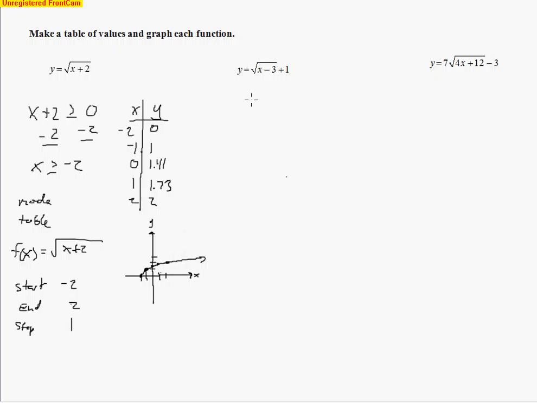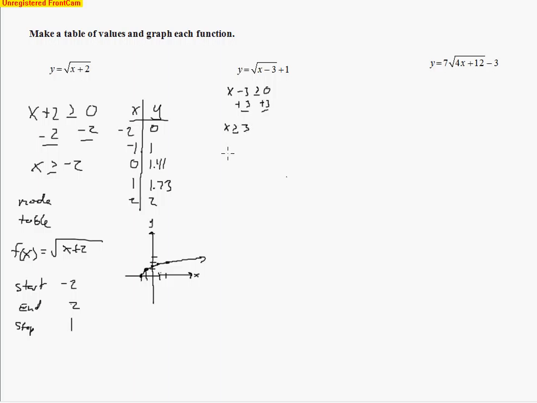So same sort of thing on this one. Again, you don't worry about that +1. That does not affect the domain. For the first part, you just set the radicand greater than or equal to 0, so x minus 3 greater than or equal to 0. So I end up having to add the 3 to both sides, and it gives me my starting value. I know now to start at +3.